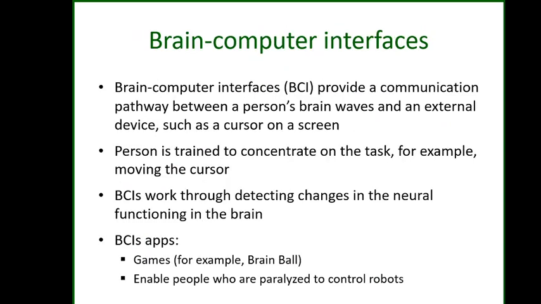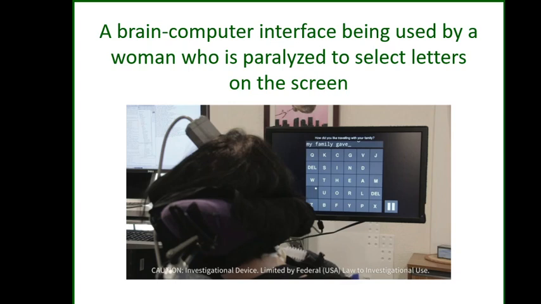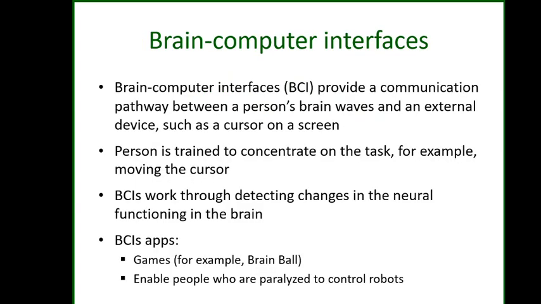Okay, brain-computer interfaces. Ayan, so this one is usually used for people with disabilities. So, brain-computer interfaces provide communication pathway between a person's brain waves and external device such as a cursor on the screen. Person is trained to concentrate on the task, for example, moving the cursor. BCIs work through detecting changes in the neural functioning in the brain. So BCI apps are games, for example, Brain Ball, enable people who are paralyzed to control robots.